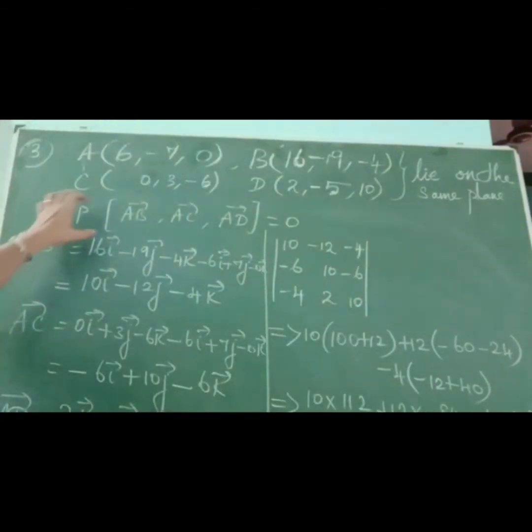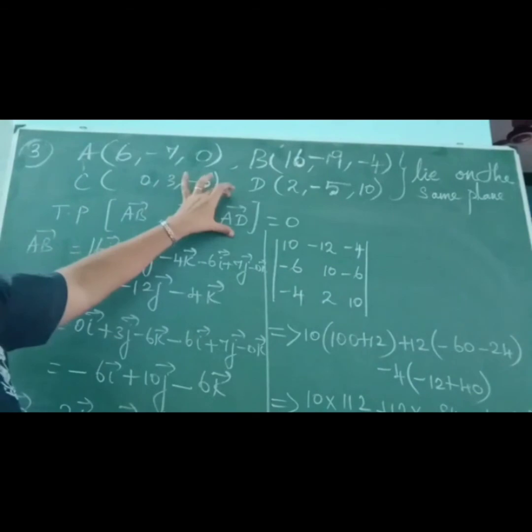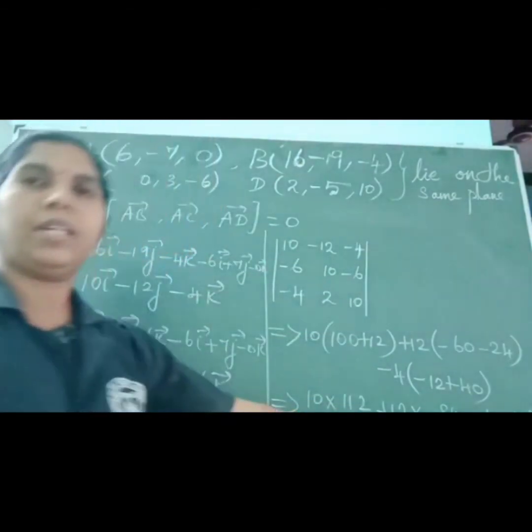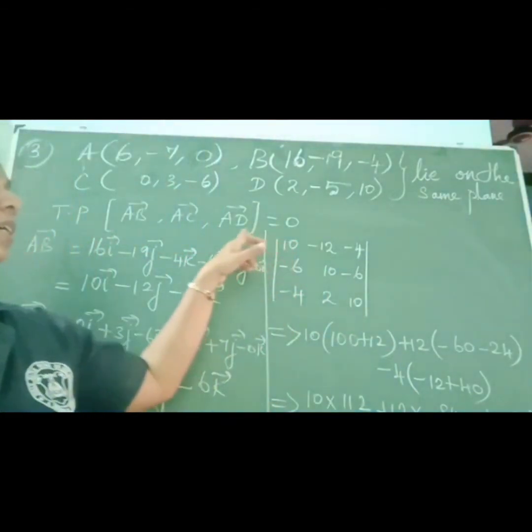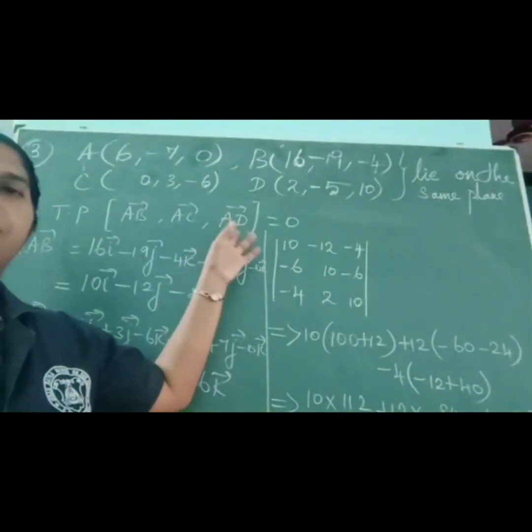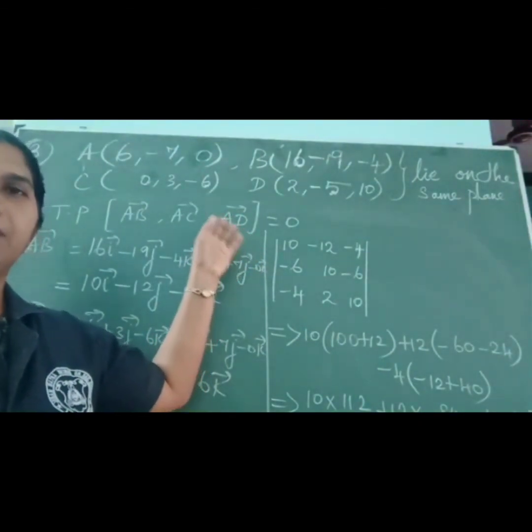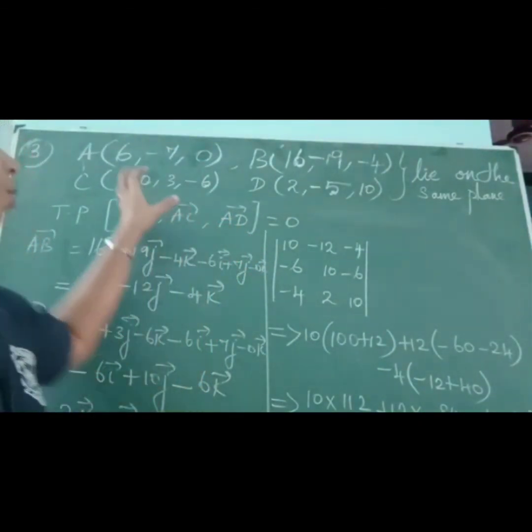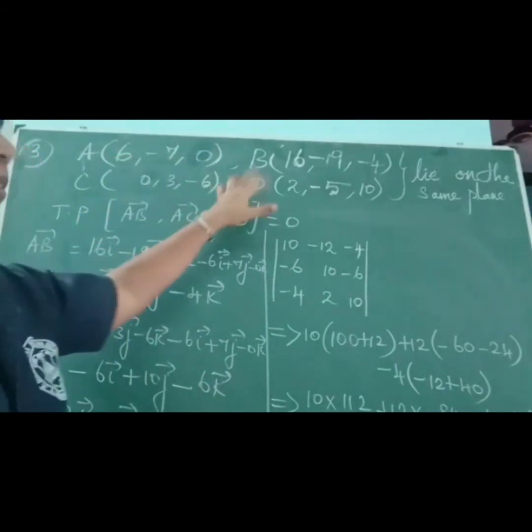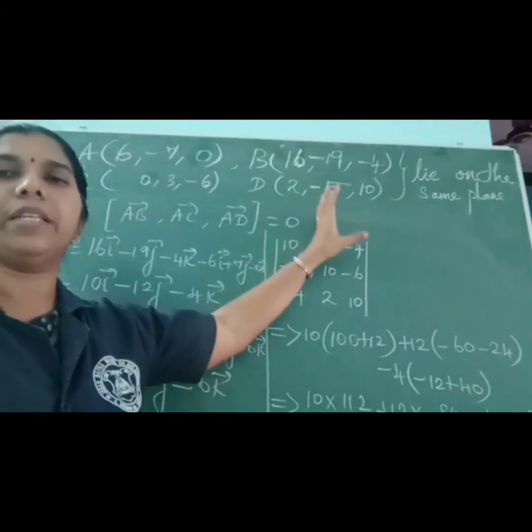So if the box product of these three vectors equal to 0, then you can say these three vectors are coplanar. So if these three vectors are coplanar, the vectors formed by the 4 points A, B, C, D, these 4 points lie on the same plane.